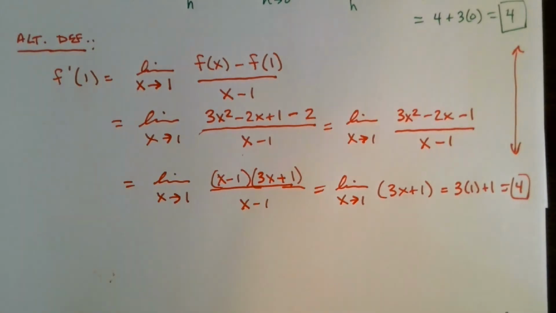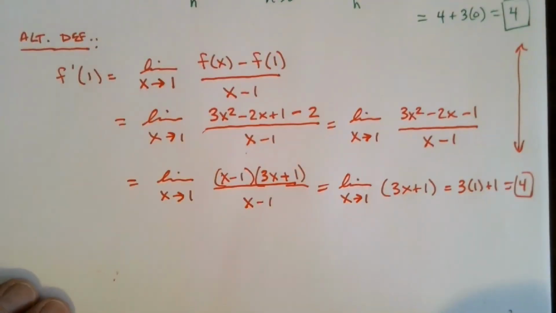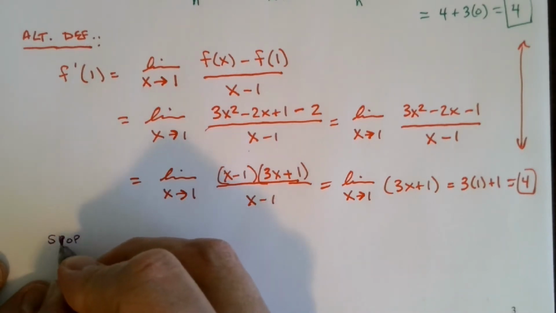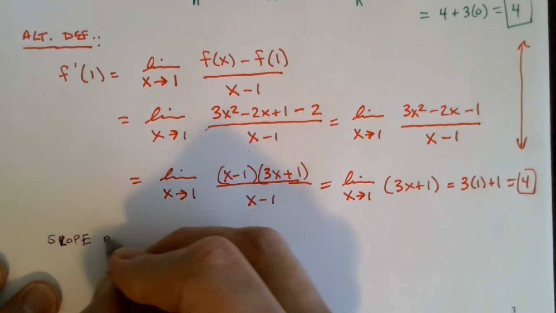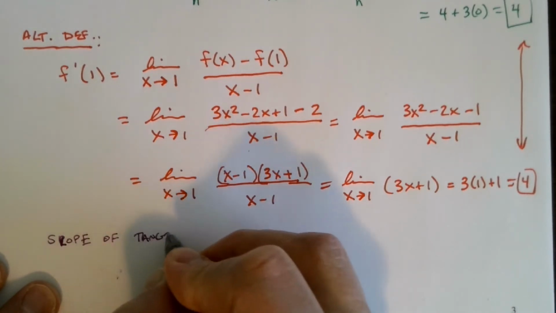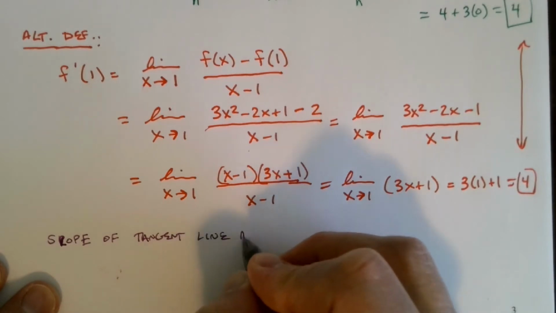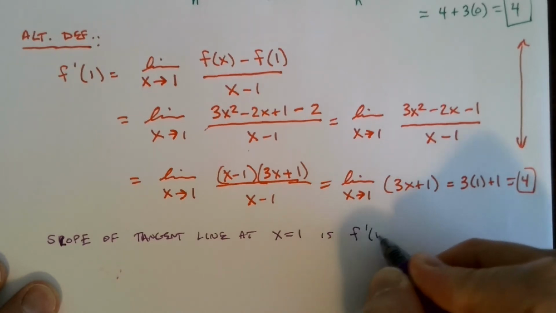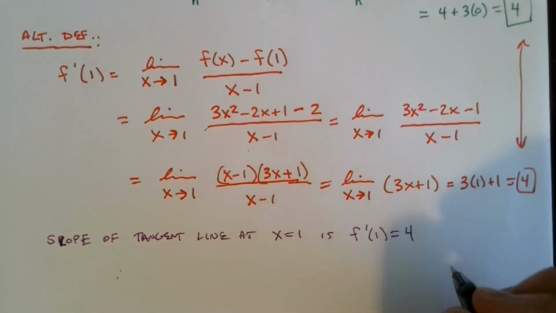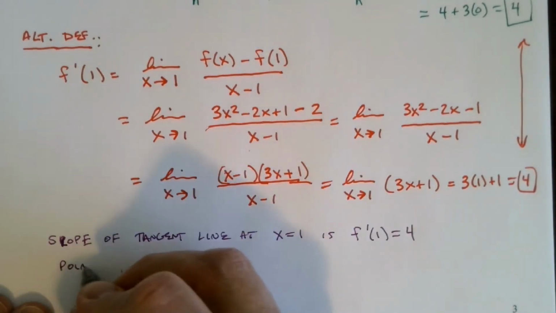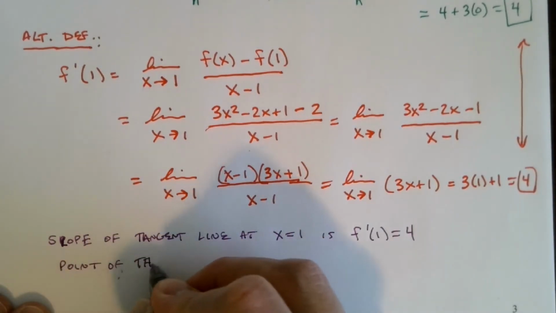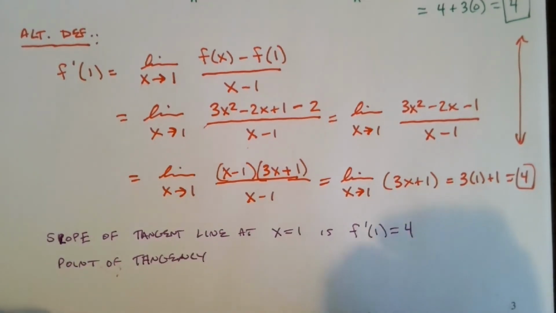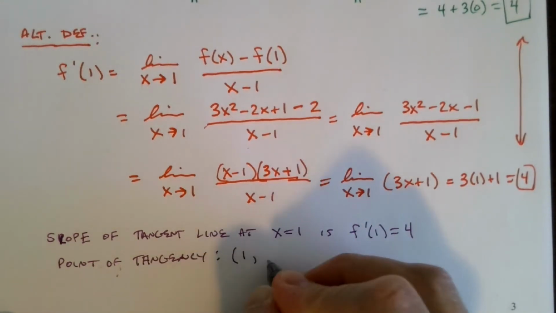Okay, so now that we have this, let's find the equation of the tangent line. So the slope of the tangent line at x equal 1 is f prime of 1, which we found to be 4. There's our slope, right? And what about the point of tangency? In other words, what is the point on the function itself where this tangent line is passing through? Well, it's 1 comma f of 1.